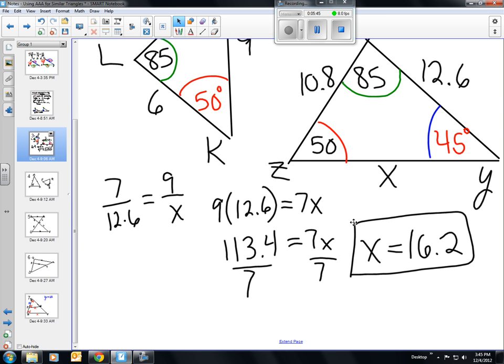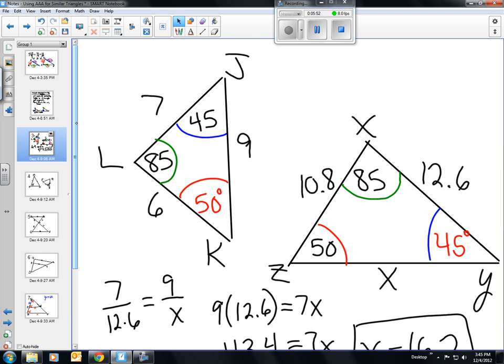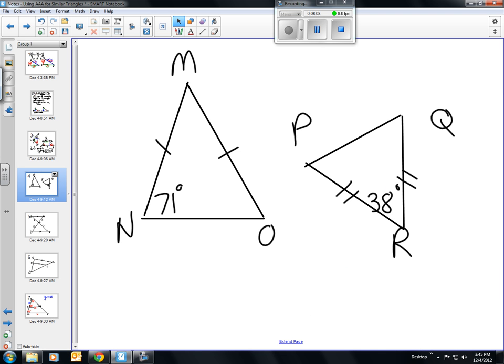But again, we don't start this problem by setting up the proportions with the sides. We can't set up the side proportions until we know that the two triangles are similar, and the way we found out that they were similar was using the angle measures. So let's look at another example here.